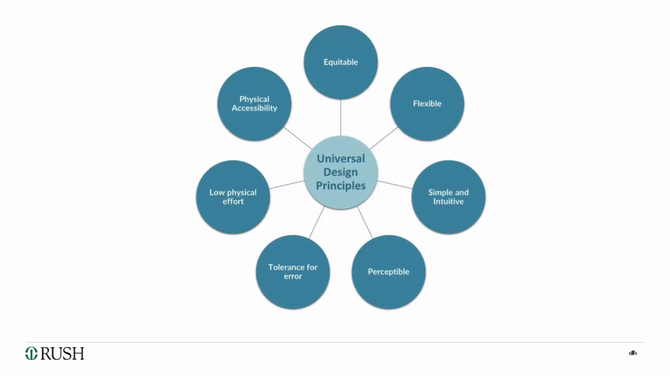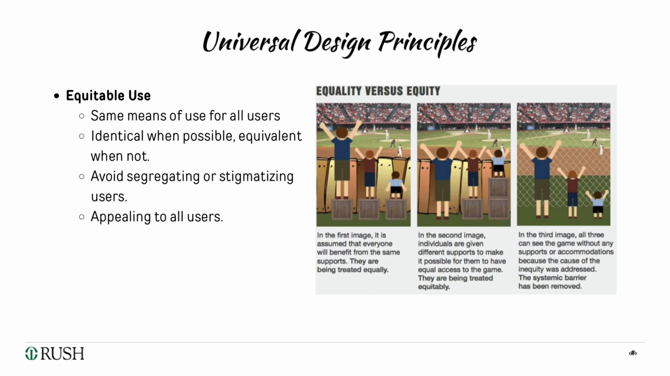Now let's dive a little deeper into specific principles of universal design. I am going to keep this brief because I know that this is all new content for all of you, so I don't want to overwhelm, but we're going to get started. So the first principle is equitable use. If you take a look at the photo, you may have seen a portion of this before, the photo of spectators at a baseball game where the short fan can't see over the fence. And usually this graphic ends with adding boxes or supports so that everyone can see from the same level.